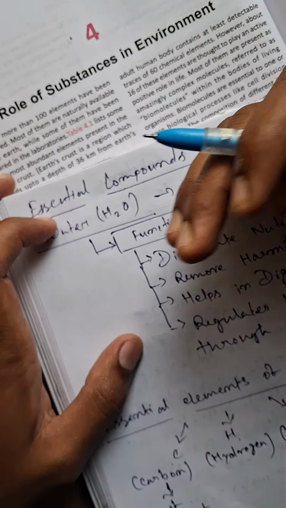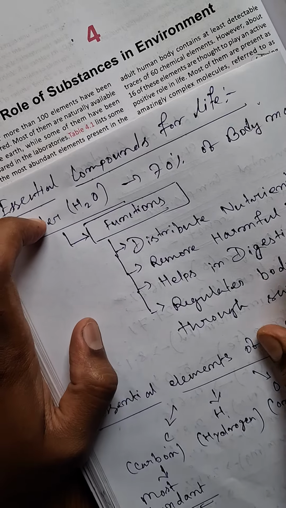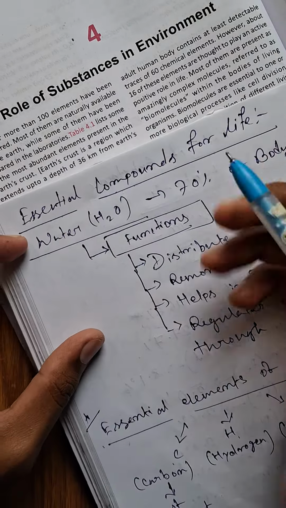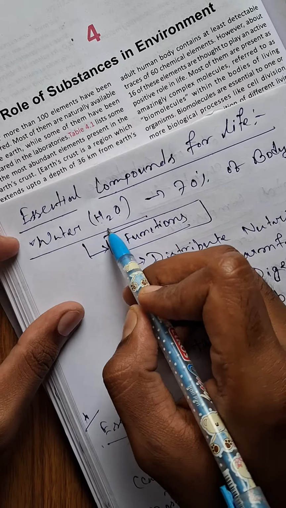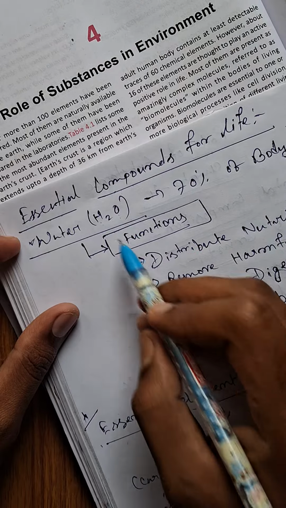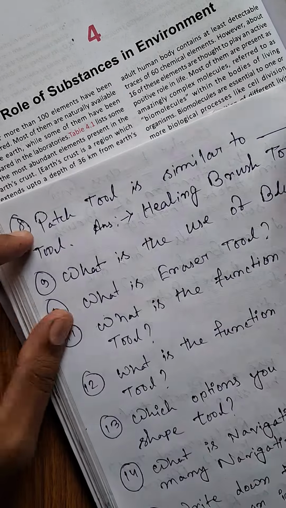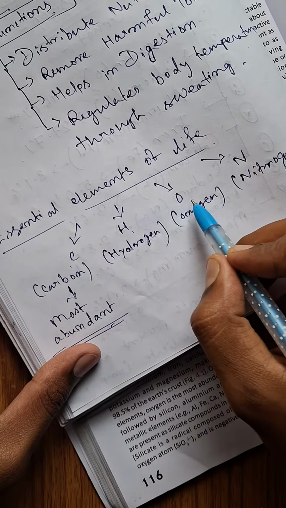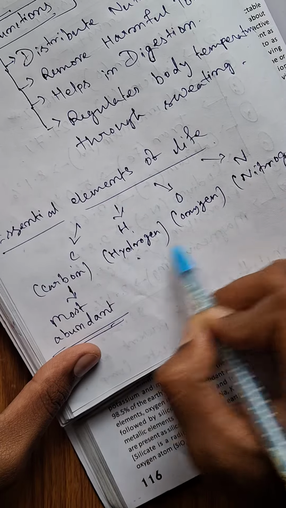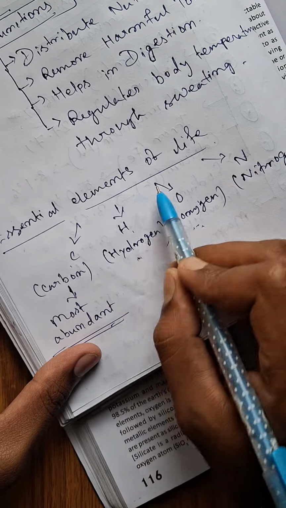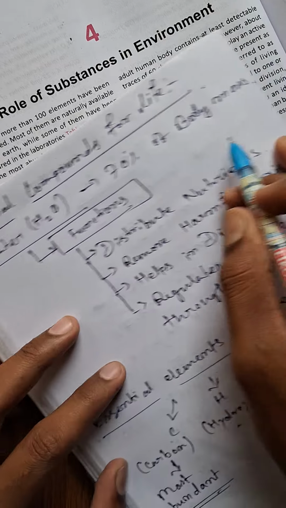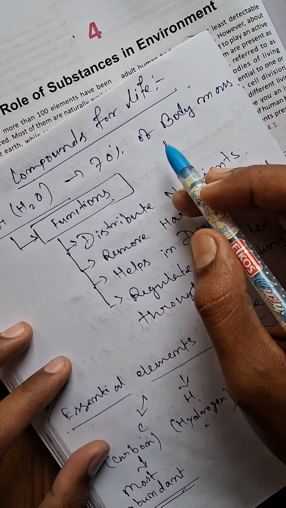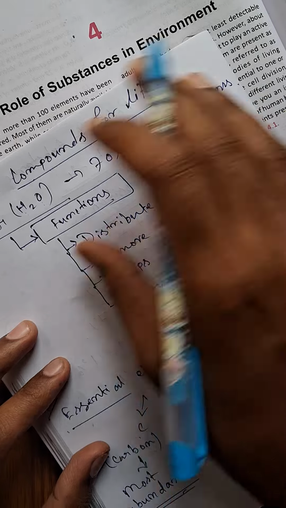Now we will move to compounds, some essential compounds found in the human body. Hydrogen and oxygen form water, H2O. You can see that oxygen and hydrogen were present in our essential elements also. These elements present in our body form the compound H2O, water, which makes up 70% of our body mass. 70% of our body mass is covered by water.